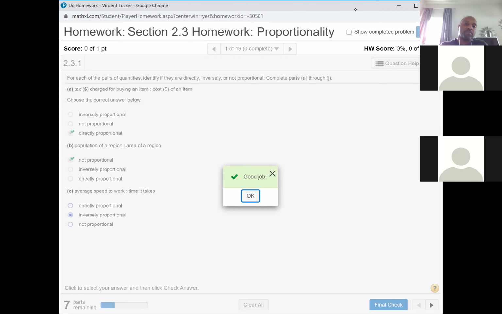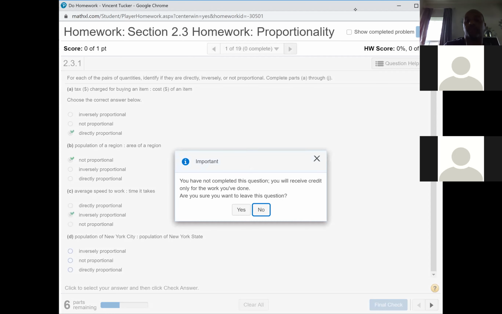All right. Questions on what number one is about? Basically, like I said, it's trying to make sure you're okay with the concept of what it means to be inversely proportional versus directly proportional, or not being proportional at all. All right, let's look at the next one.